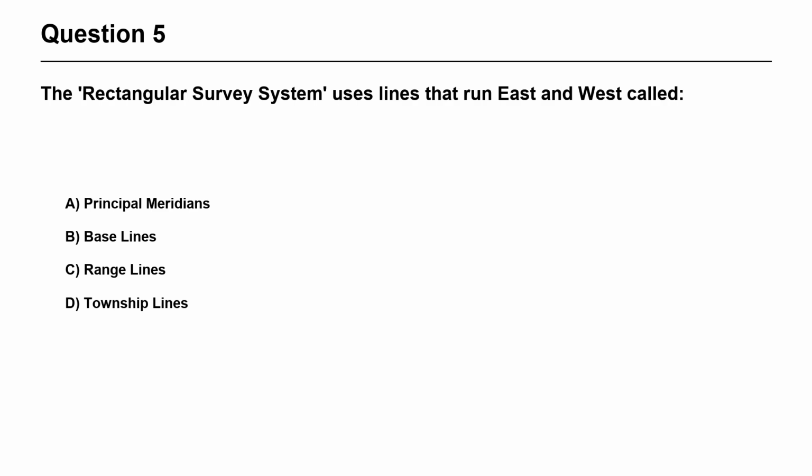Question 5. The rectangular survey system uses lines that run east and west called A, principal meridians. B, base lines. C, range lines. Or D, township lines. The correct answer is B, base lines. Base lines run east-west, principal meridians run north-south.